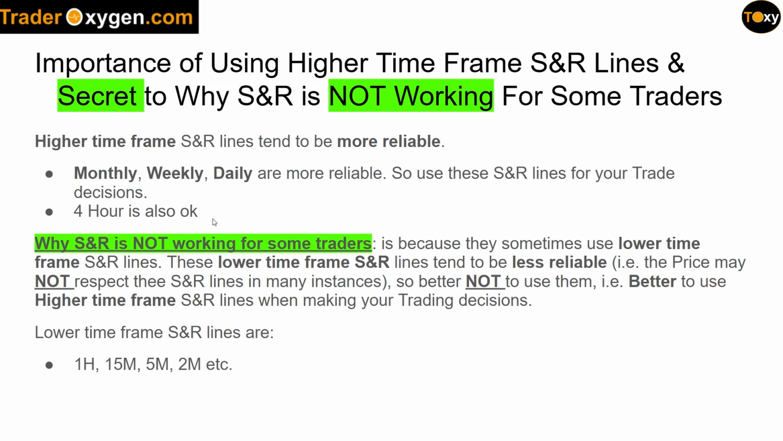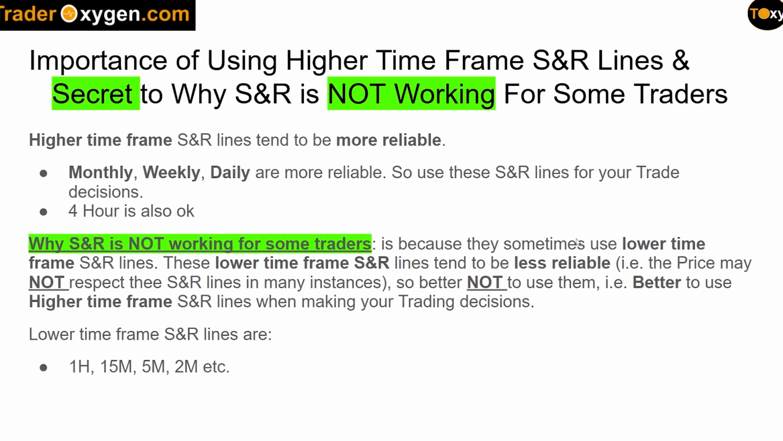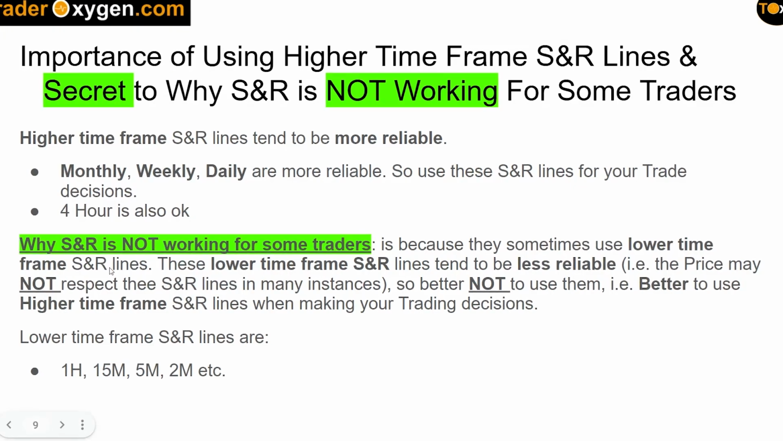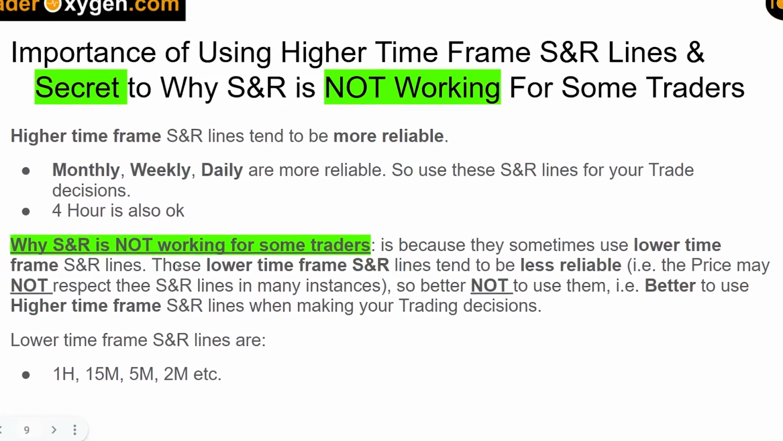4 hour is also okay, however, these are the most important ones. So, now the secret to why support and resistance is not working for some traders, that's because they sometimes use lower time frame support and resistance lines.